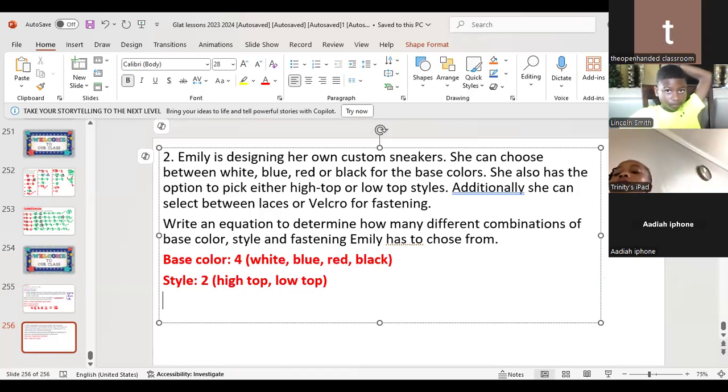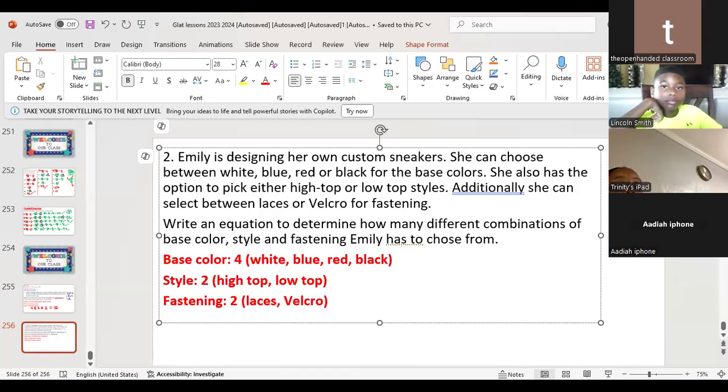Again, make sure I write this down. And the fastening. What are the options? Laces or Velcro. Laces or Velcro, very good.